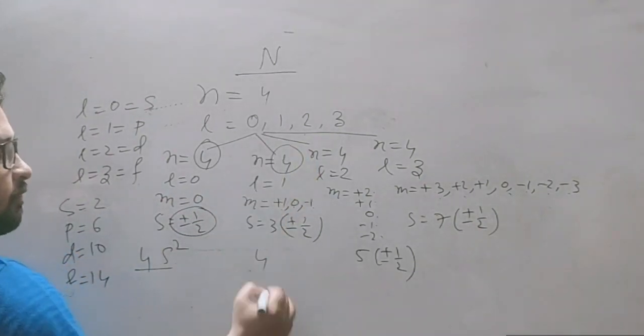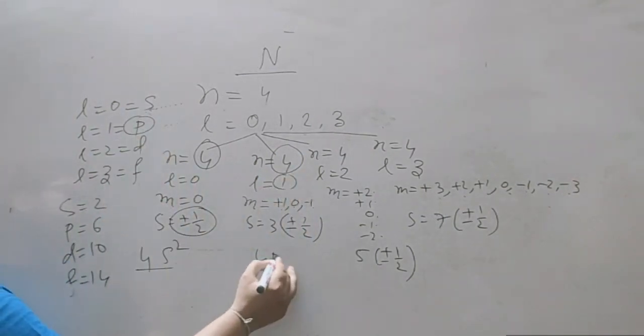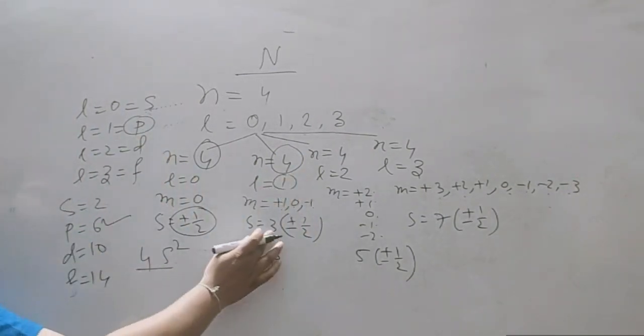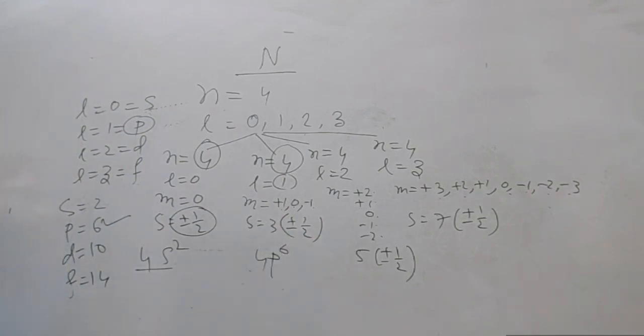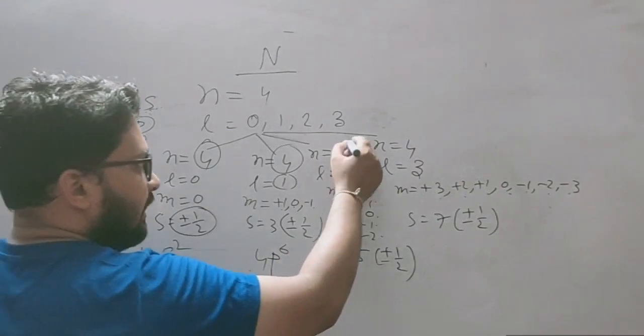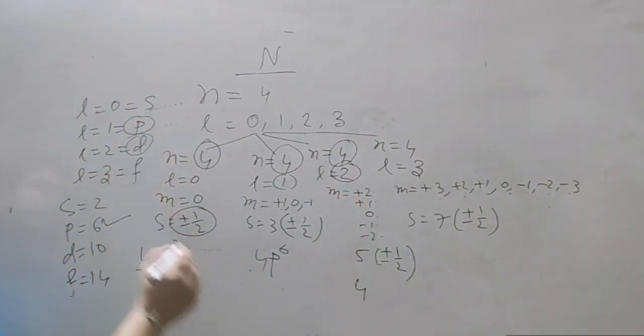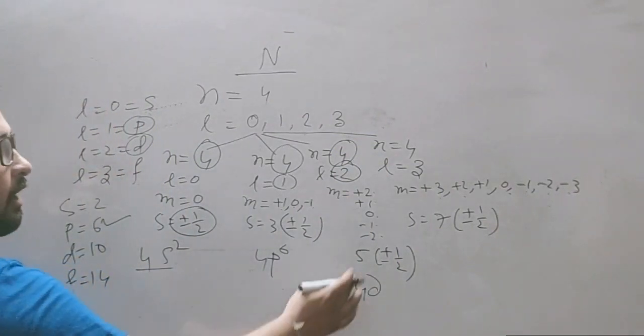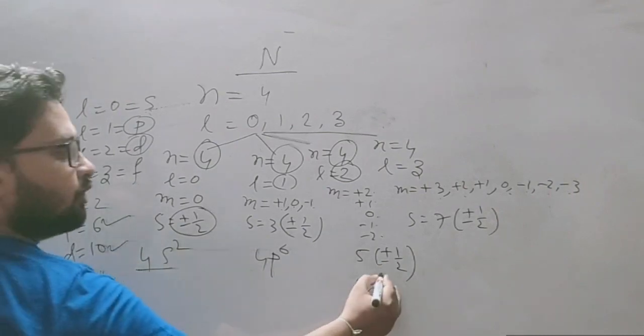s can hold only 2 electrons. For n this is 4, and for l is 1 this is p, and p can hold only 6 electrons: 3 into plus minus half, that means 3 into 2, 6. For n this is 4, l is 2 means d. So for d, 5 into plus minus half, so 10, d can hold 10 electrons. So 4d10.